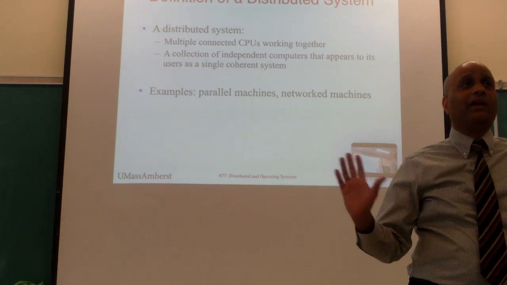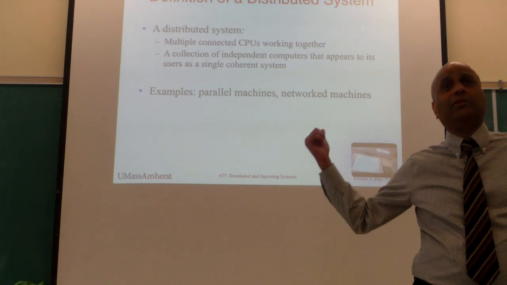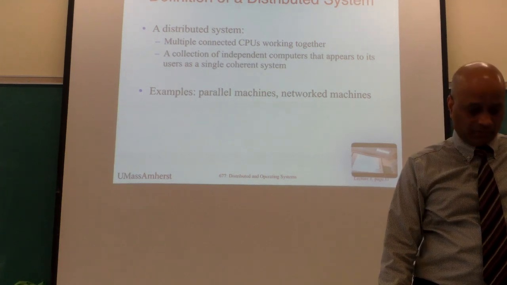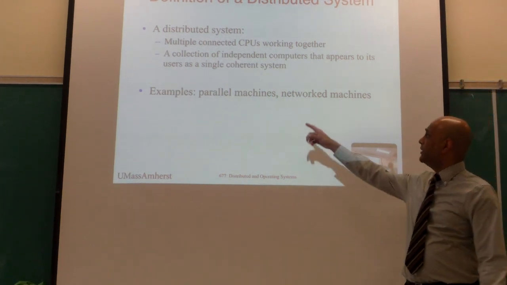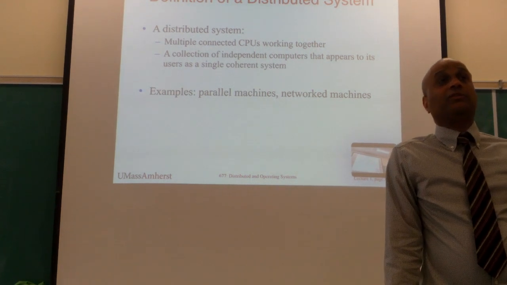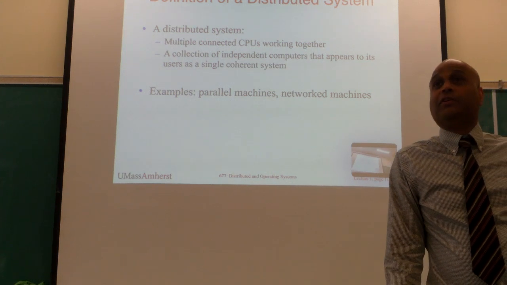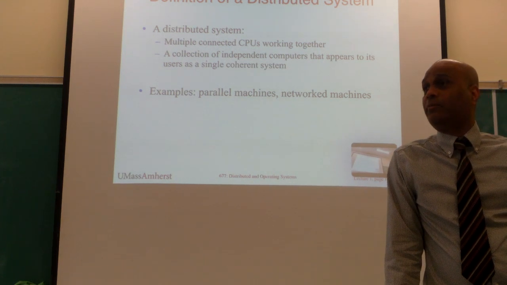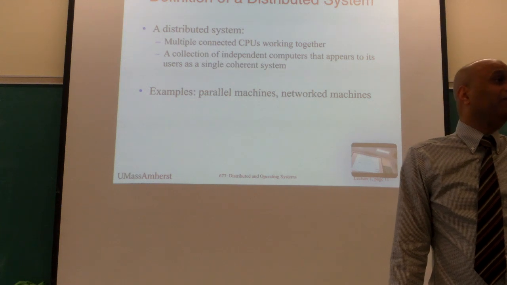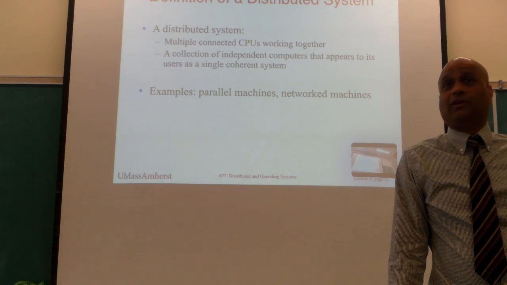Many kinds of systems that we may or may not think of as a distributed system will meet that definition. So parallel machines would meet that definition, network machines would meet that definition, your smart TV might meet that definition, your phone might meet that definition if it's interacting with other elements and so on. So we'll keep that definition broad because, as I said, lots of computing systems are distributed in nature.